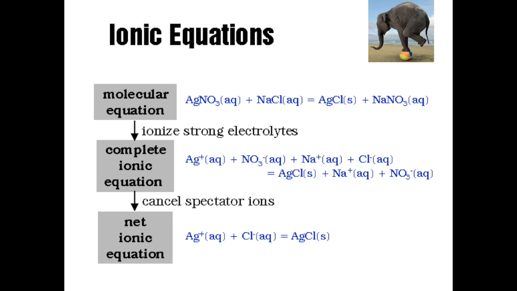The next step is to separate the cations and the anions that are in aqueous solutions, as you can see in the second step. Finally, we cancel the spectator ions and we leave only the cations, anions, and compounds that are left out. In this case it is silver and chlorine, and that yields silver chloride as a solid, and this is called the net ionic equation.